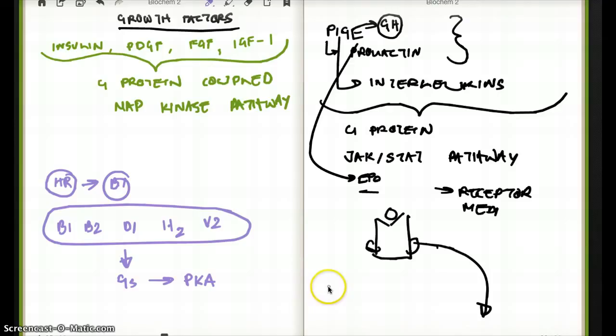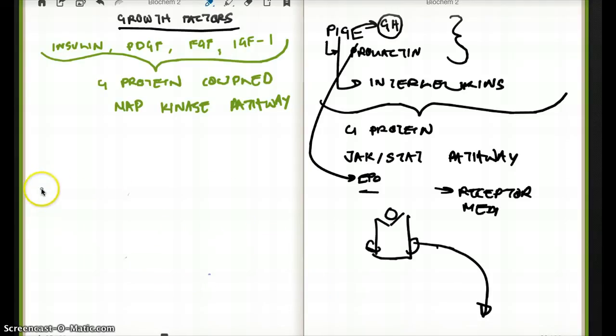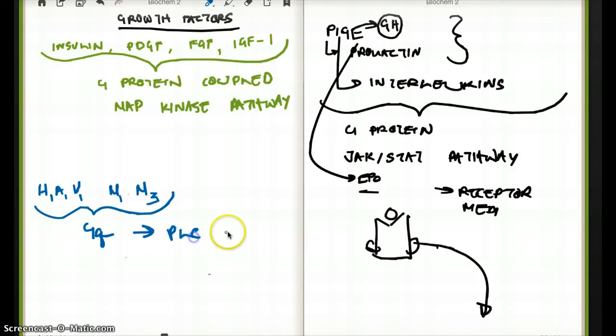Now what if I ask what second messenger is triggered by, let's say, alpha 1? We know the mnemonic HAV 1 MM: H1, alpha 1, V1, M1 and M3. This is the pathway that deals with Gq, right? So that's going to increase phospholipase C, which is also going to increase IP3 and DAG and henceforth. That's the kind of G protein coupled second messenger it's going to follow.